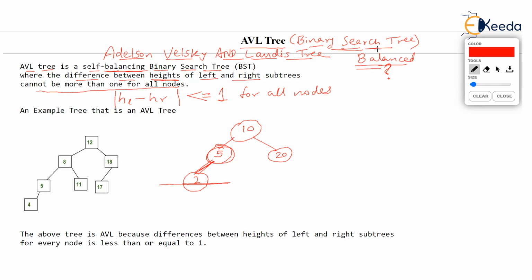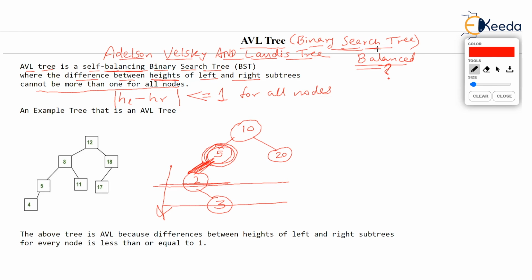Now, suppose there is one more node to the right of 2. Just imagine this is 3. This is the binary search tree now. If I ask you what is the left height of this node 5, it will be 2, because if you see the left branch of 5, there are two levels. This is one level and this is another level which I am marking. So the left height of 5 is going to be 2.